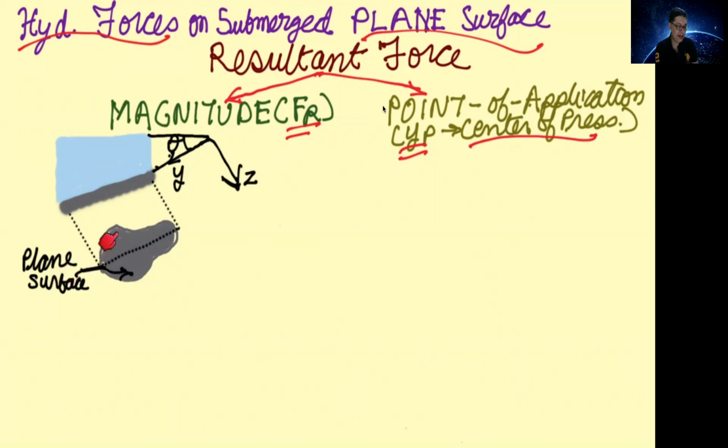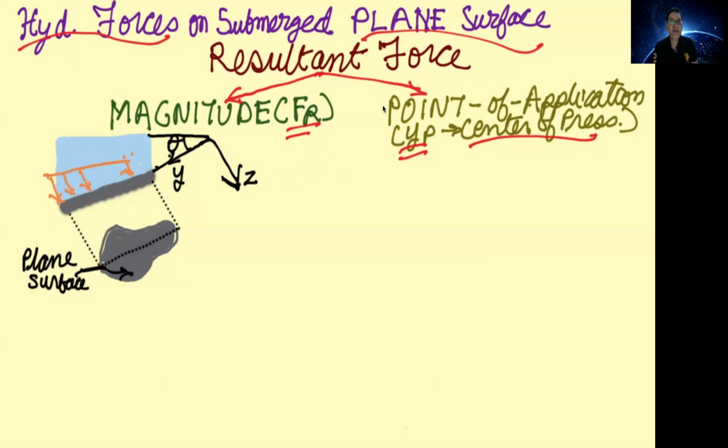Now this plate is inclined at an angle of theta from the horizontal direction, which corresponds to the free surface. Let us suppose this is a water column and this is the free surface, and this solid surface, this inclined plate, is supporting this water column.